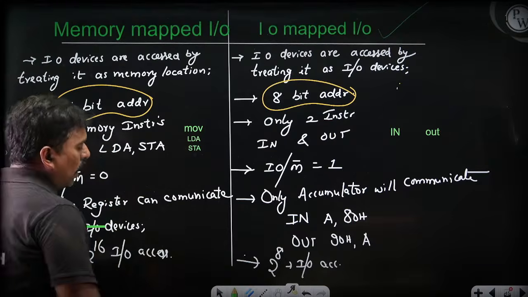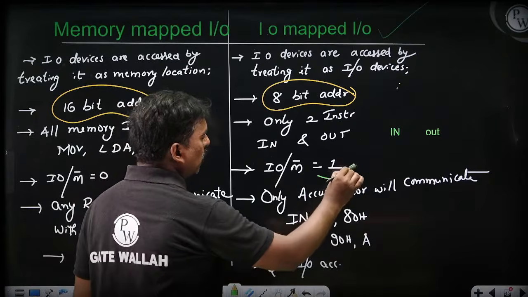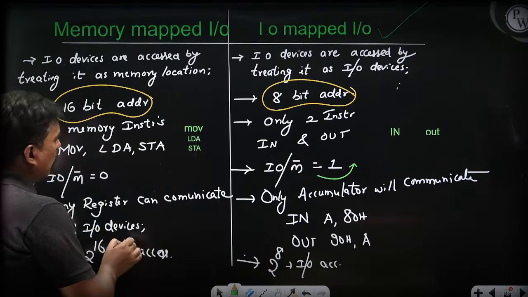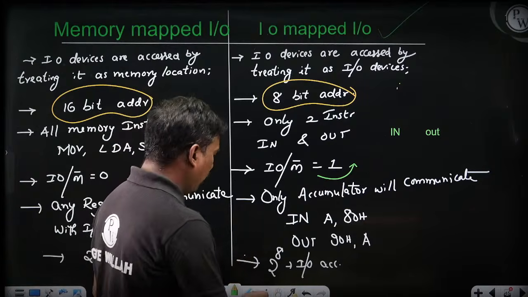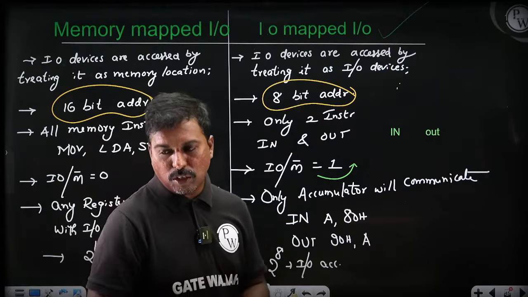And here IO/M bar is equal to 1. Only a register can communicate with IO devices here. Only the accumulator will communicate. See, IN and OUT instructions are on the accumulator only.